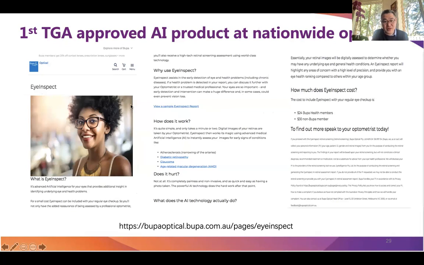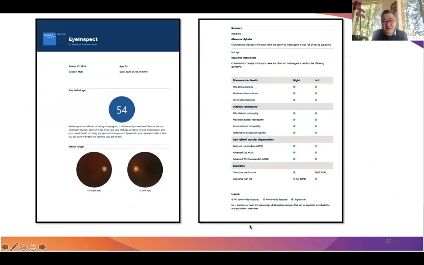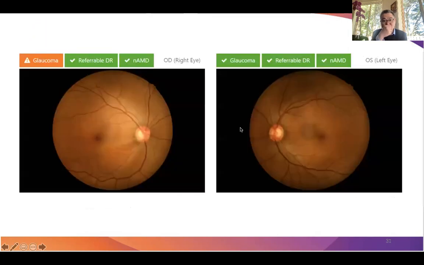So this is a report, and it's on their website. They call this solution or service Eye Inspect. This is a report they generate in the Eye Inspect program, and they classify for a couple of diseases. But why is this useful in clinical practice, in particular the optometry setting?